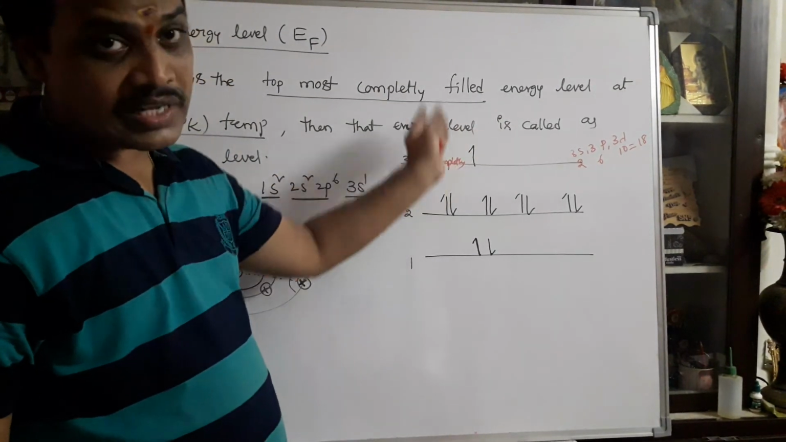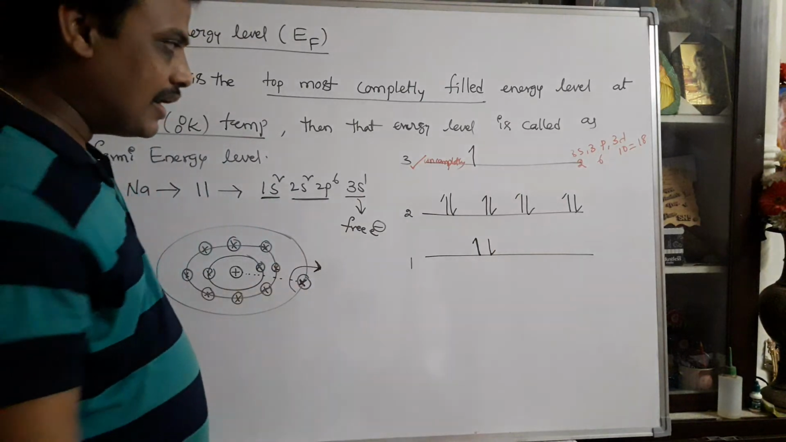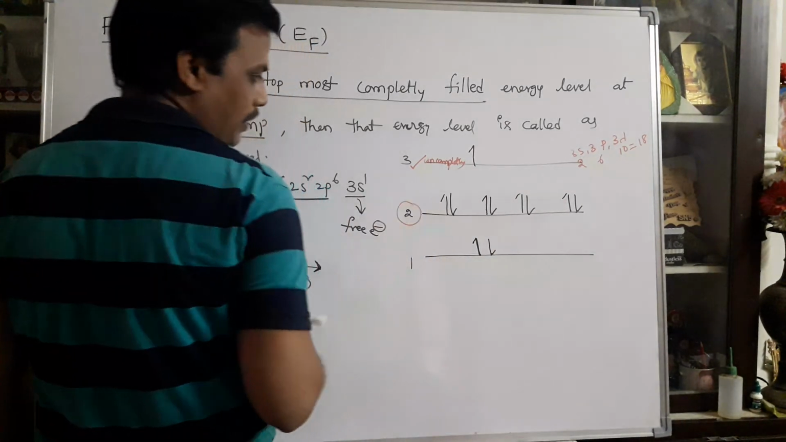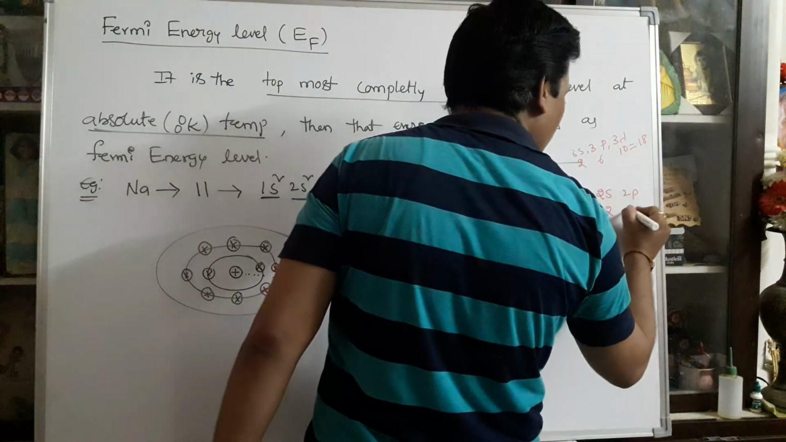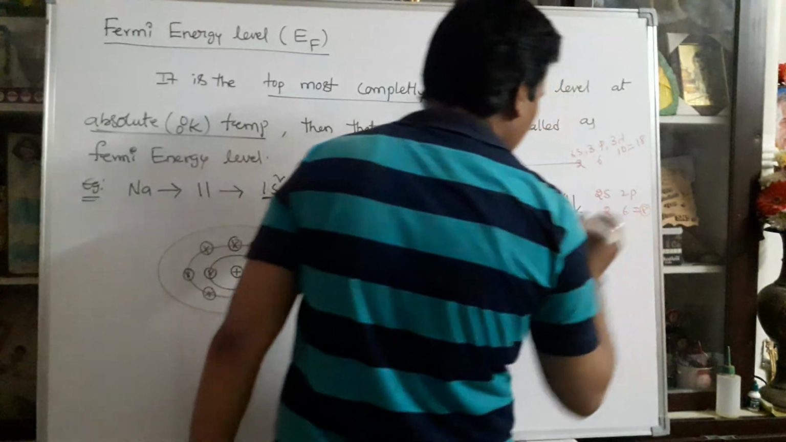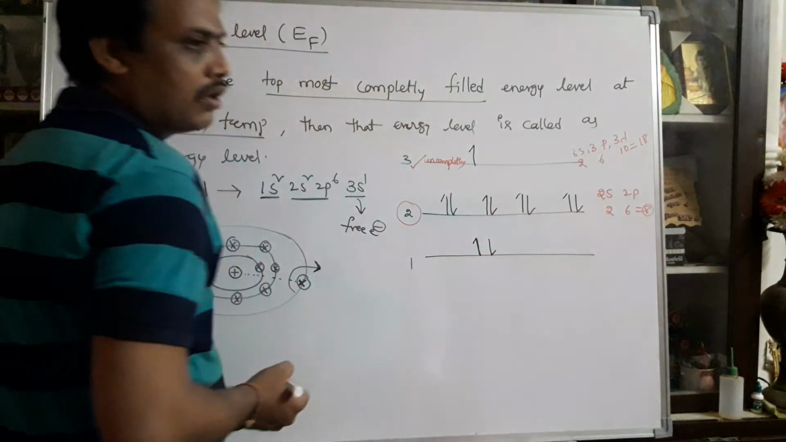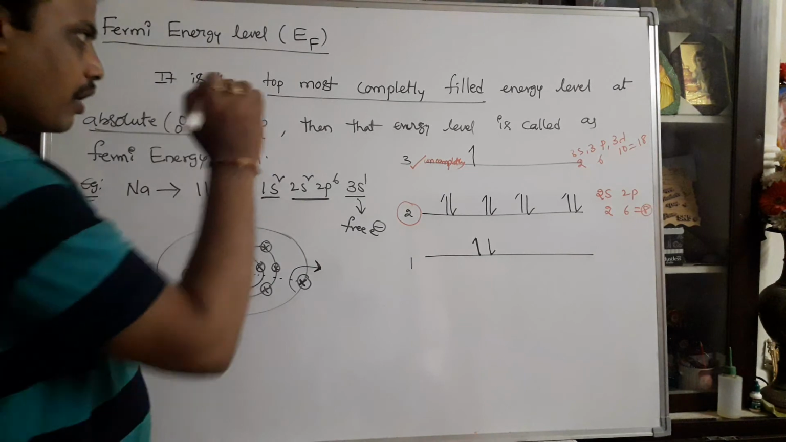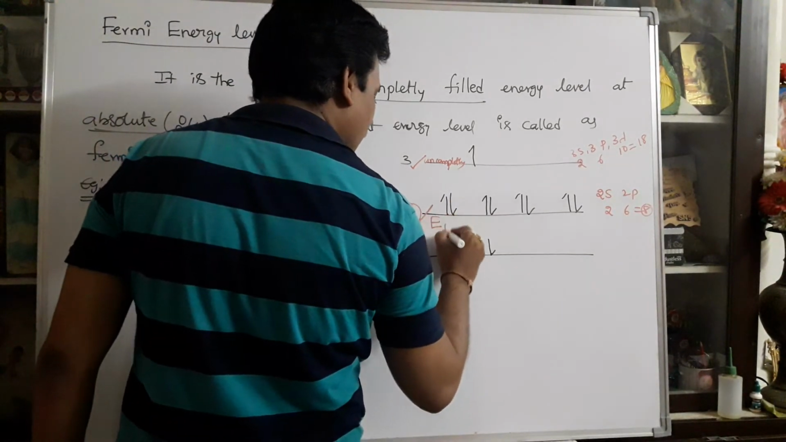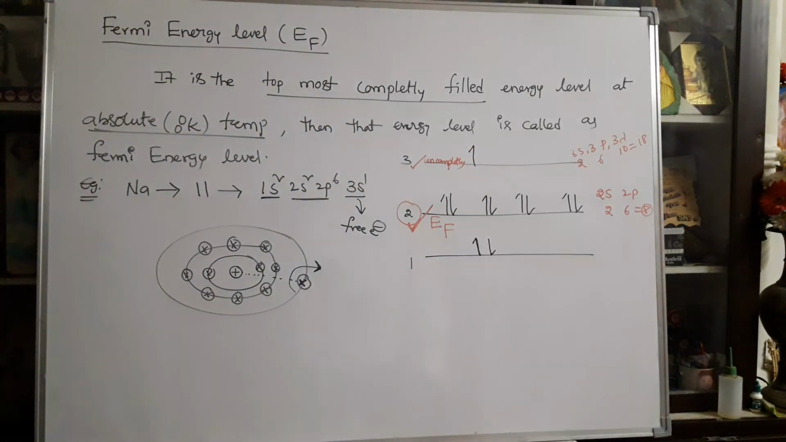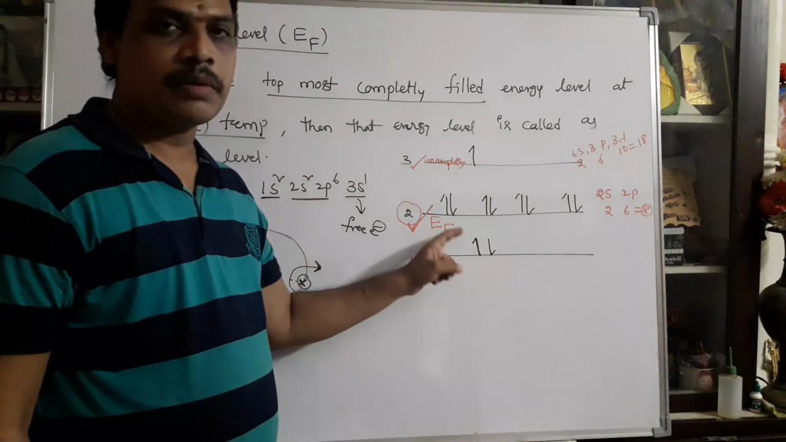what is the next complete level? The next complete level is the second, because in the second there are only 2s and 2p states. In 2s 2 electrons, in 2p 6, total 8 electrons, so 8 electrons are occupied and it is completely filled. So according to the definition, the second energy level of the sodium atom can be called the Fermi energy level.